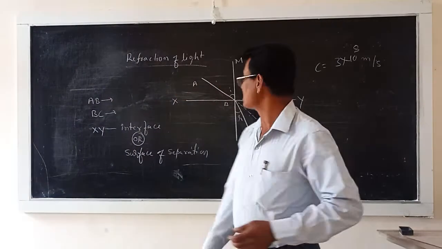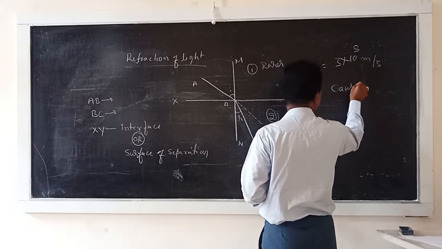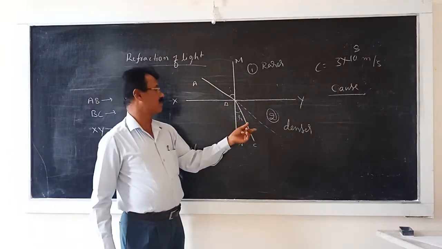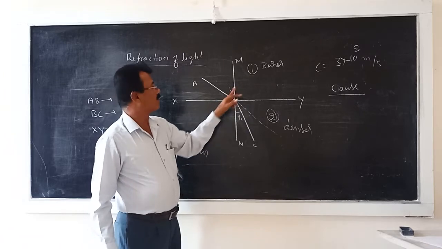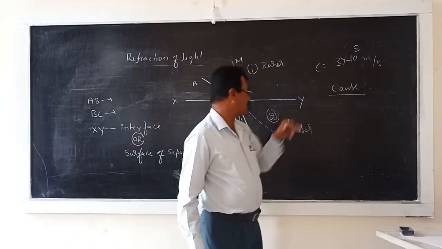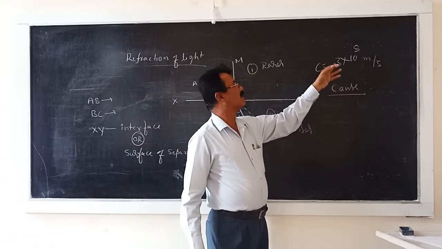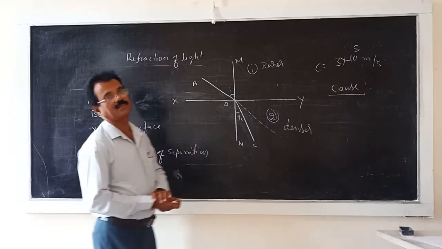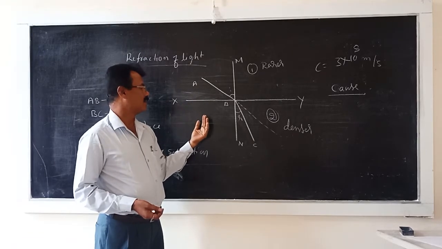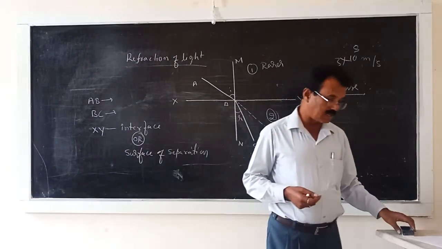What is the cause of refraction of light? Whenever a ray of light travels from one medium to another medium, the velocity changes. The velocity of light in the rarer medium is 3 into 10 to the power 8 meter per second. In a denser medium it is less than that, depending upon the medium, whether diamond, liquid, water, glass, or crystal.